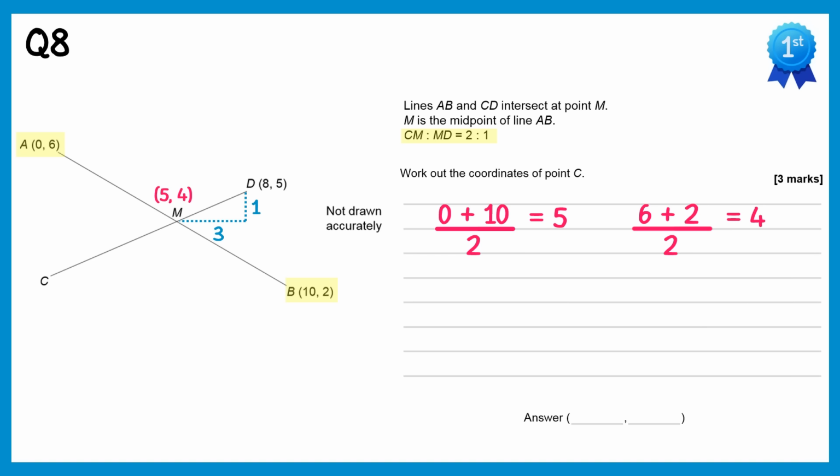This is for the line MD, and we know that CM to MD is in the ratio 2 to 1, so to get from M to C, we just need to do this twice. So rather than going down 1, we go down 2, and rather than going across 3, we go across 6. Now start at point M, which has coordinates 5, 4, and go down 2. Then the y coordinate goes down 2, so it's 5, 2. Then go left 6, so the x coordinate will go down 6, and you end up at negative 1, 2. So the coordinates of C are negative 1, 2.